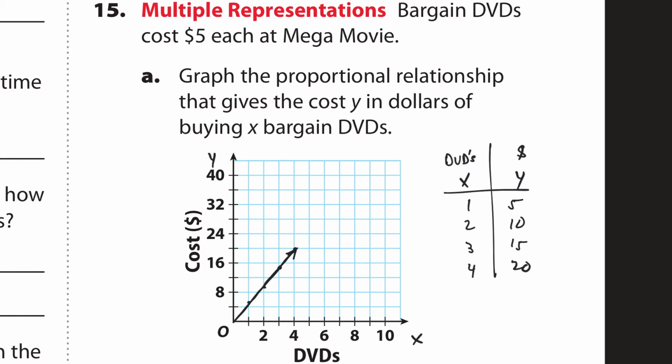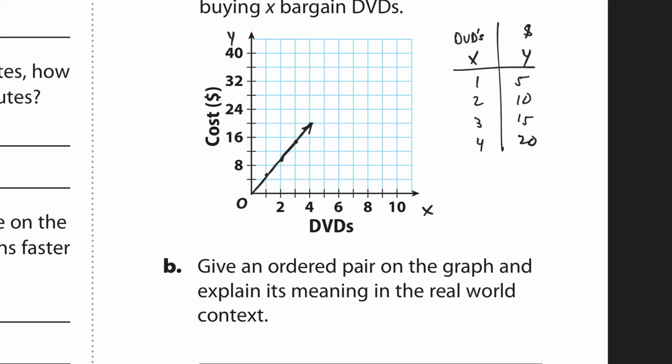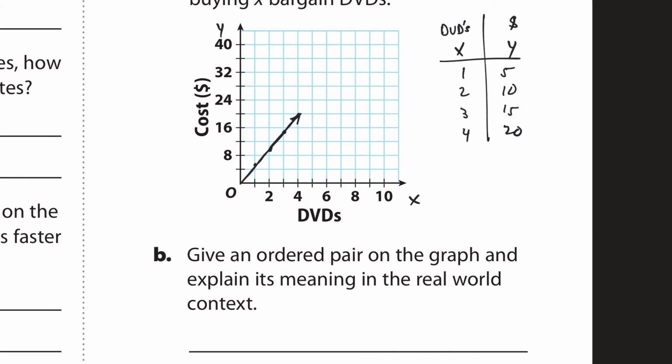And I just used some points on the table to make that. Okay, so there it is. And if I look down here, it says give an ordered pair on the graph and explain its meaning in the real world. Well, you can have 4 and 20, that's pretty easy. So (4, 20): 4 DVDs cost $20. There's the meaning of it.